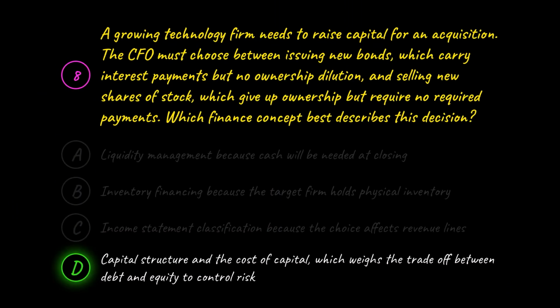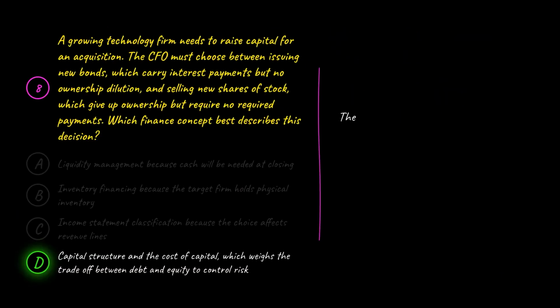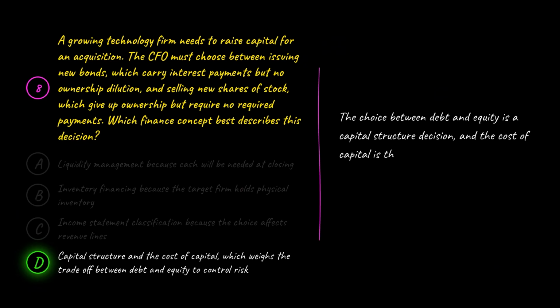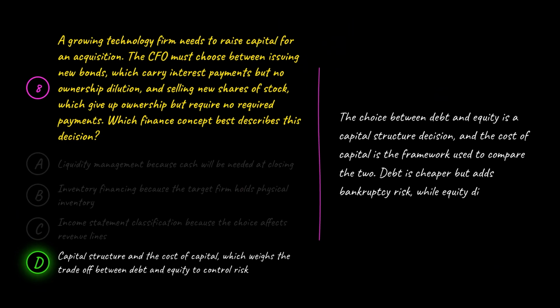The correct answer is D. Capital structure and the cost of capital, which weighs the trade-off between debt and equity to control risk. D is correct because the choice between debt and equity is a capital structure decision, and the cost of capital is the framework used to compare the two. Debt is cheaper but adds bankruptcy risk, while equity dilutes ownership but reduces required payments.